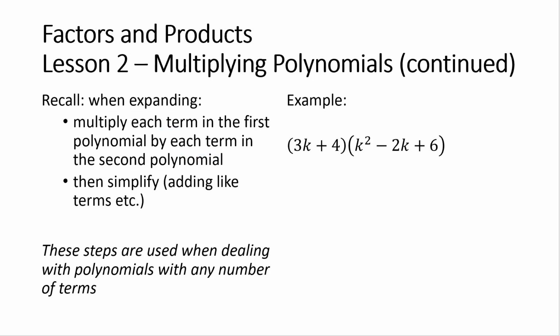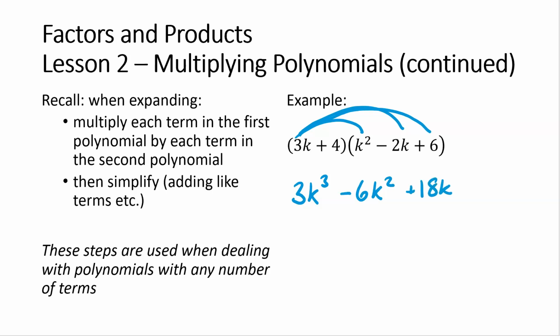3k plus 4 times k squared minus 2k plus 6. First step, take that 3k, multiply it by k squared, you get 3k cubed. Then you keep working with that 3k, multiply by negative 2k, that's negative 6k squared. Finally, 3k multiplied by 6 would be a positive 18k.